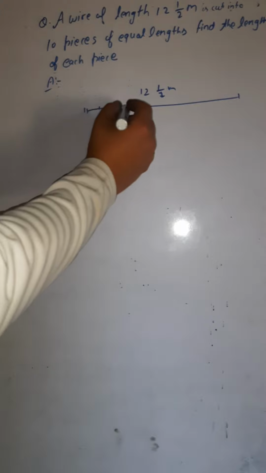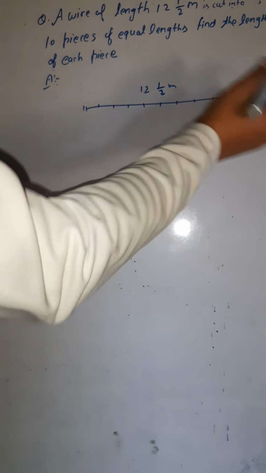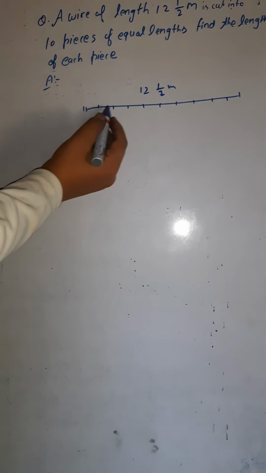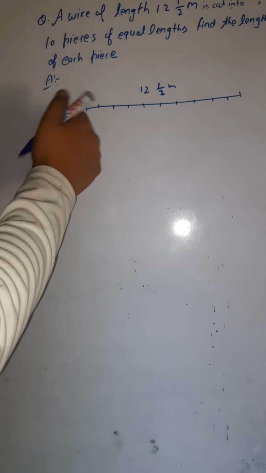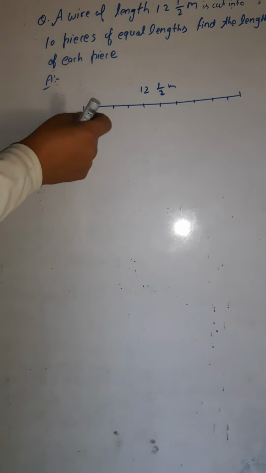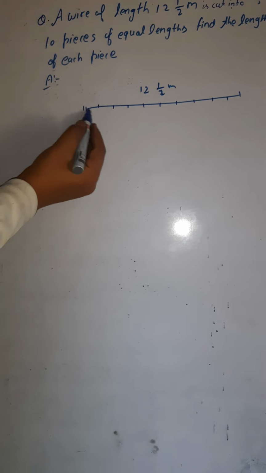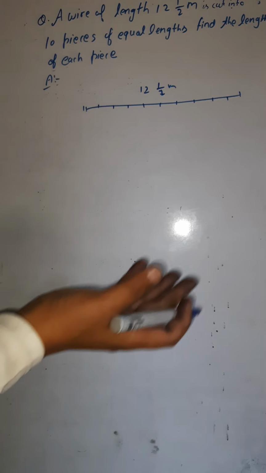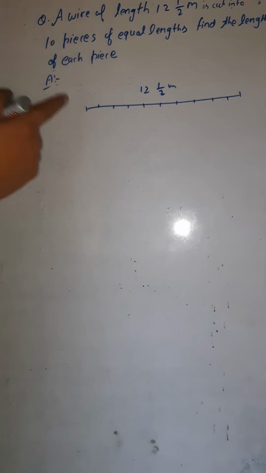Okay, 1 2 3 4 5 6 7 8 9 10. So these are 10 pieces. 1 piece, 2 piece, 3 piece, 4 5 6 7 8 9 10. So I have cut this wire into 10 pieces. All the pieces are of equal length. Can you tell me the length of each piece? What would be the length of this one piece? Because all the pieces are of equal length, you would have to find out the length of each piece.